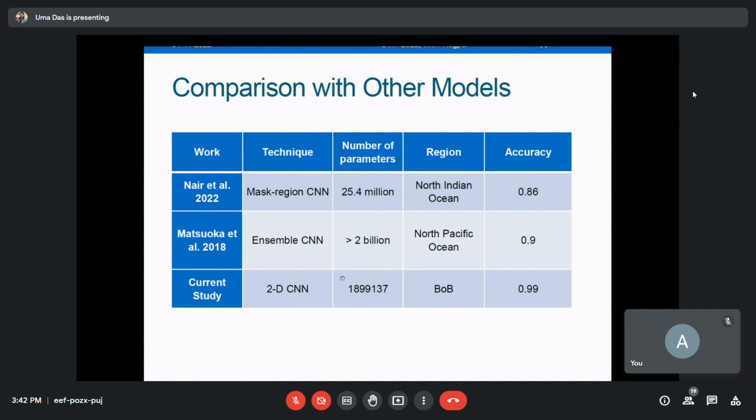So I believe that we have advantage in a number of ways. Our accuracy is really good. Number of trainable parameters is very small.